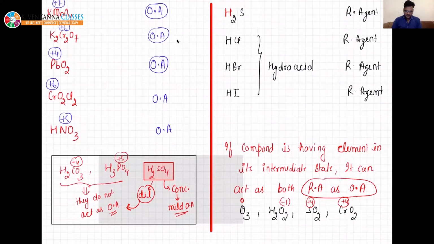So I have already told you this, right? These are some very important things and important concepts. Now moving to the next topic, redox reaction. What is a redox reaction? Redox reaction.